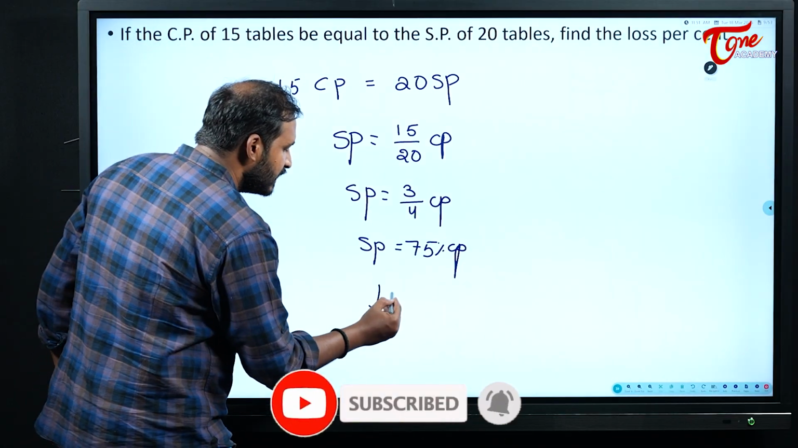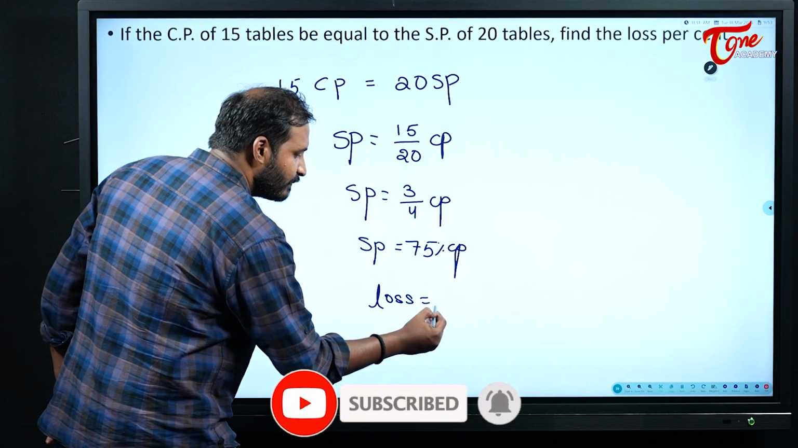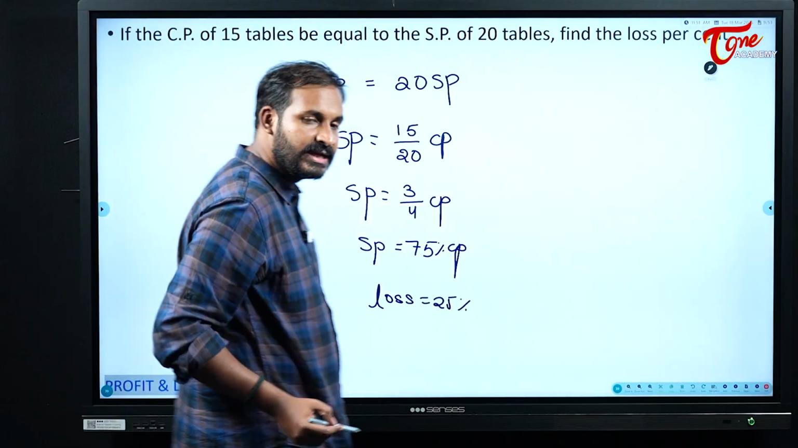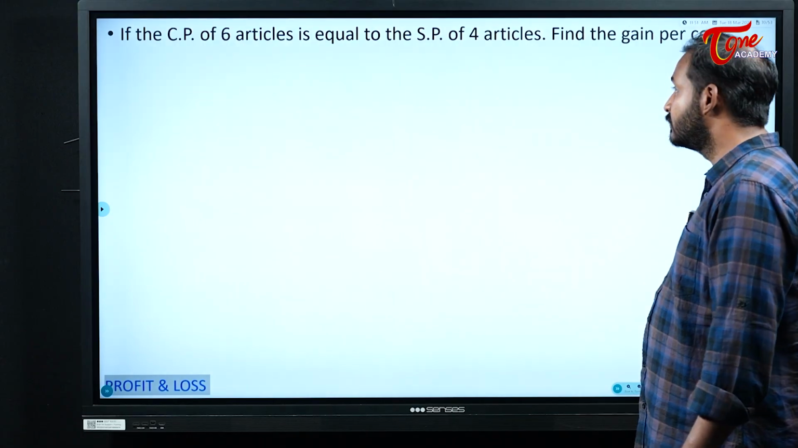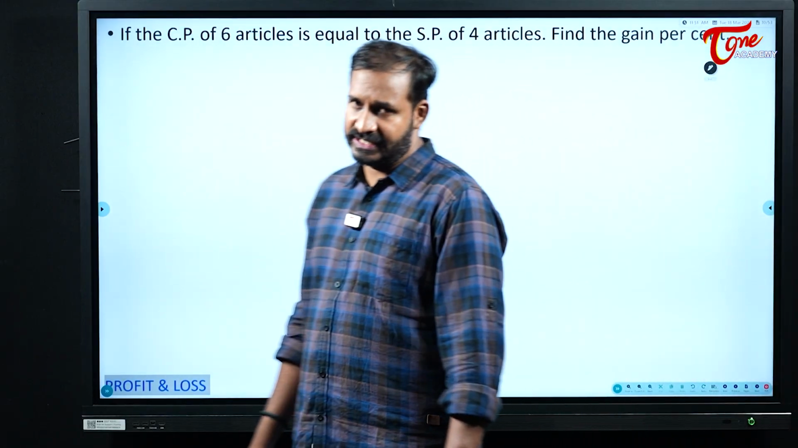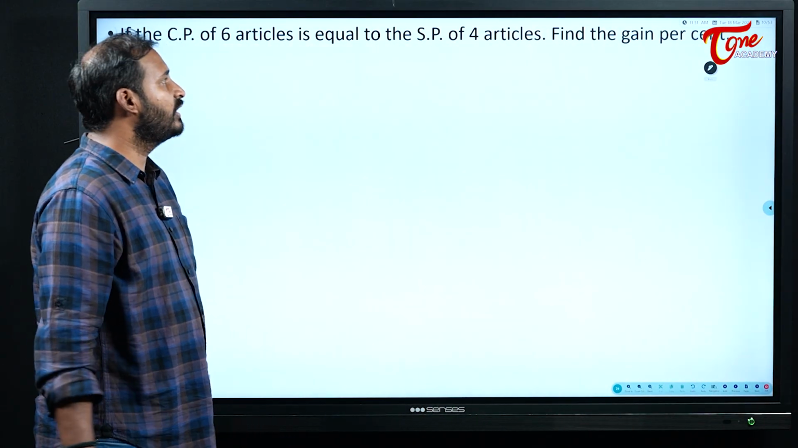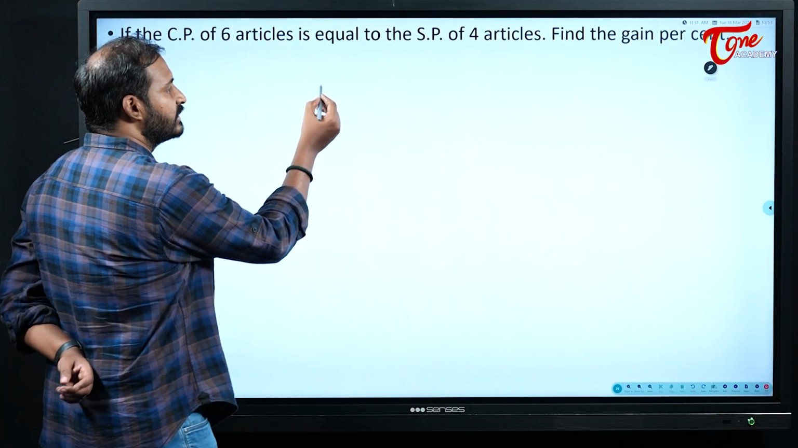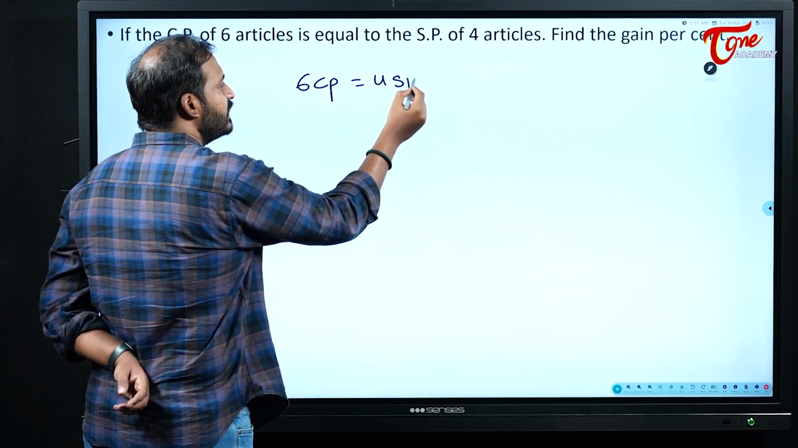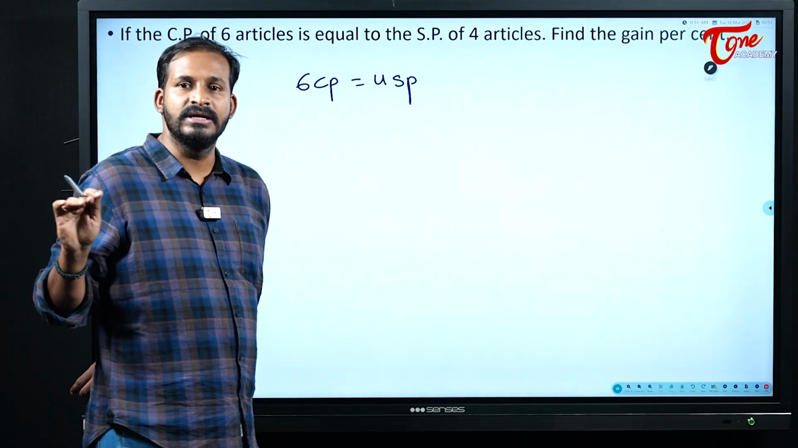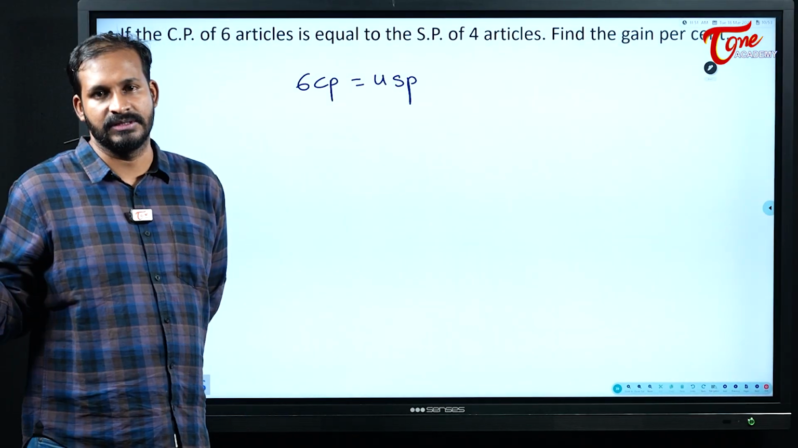So I can say that there is a loss of 25% here. Right? Understood? Next one. If the CP of 6 articles is equal to the SP of 4 articles, the same thing. So 6 CP is equal to 4 SP. I am considering one article's cost price as CP and one article's selling price as SP only.